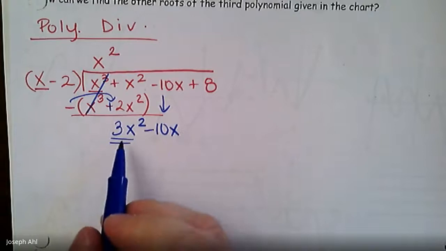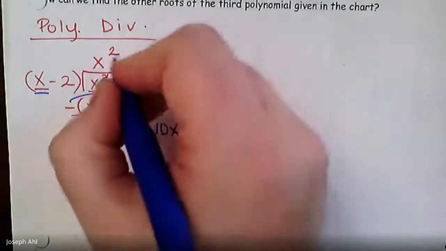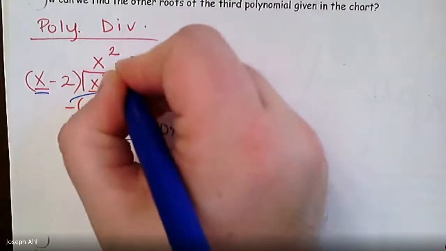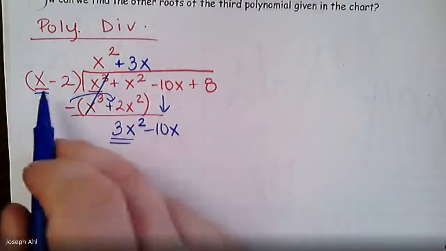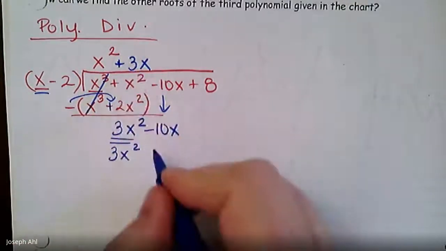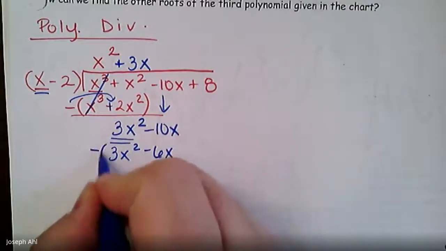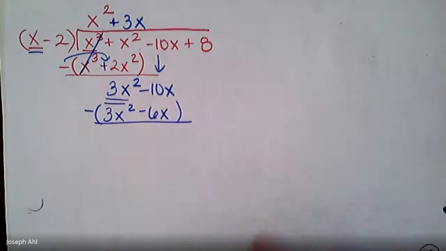Take this term 3x squared and divide by the x on the outside. 3x squared divided by x is a positive 3x. Take your 3x, multiply by x minus 2 to get 3x squared and then minus 6x. Going pretty quickly through this process. So of course, if you need to slow it down, you guys know how to do that.